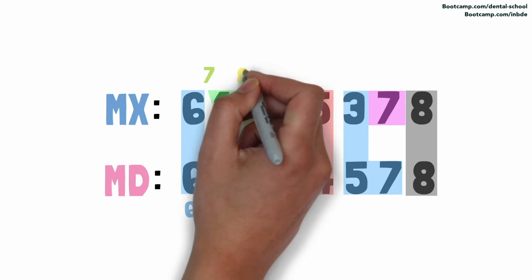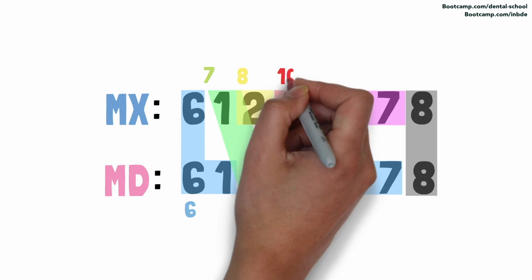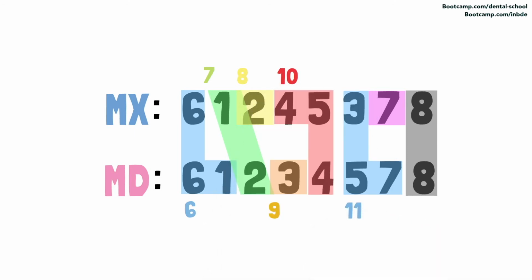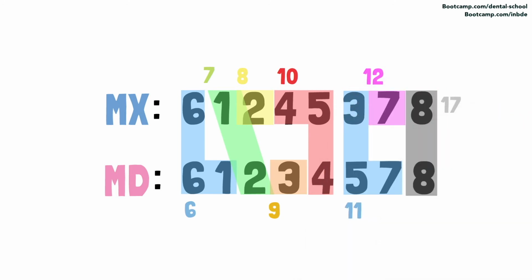The yellow 2 receives an 8. The orange 3 a 9, the red group gets a 10, and the second blue L gets an 11. The purple 7 gets a 12. And finally, the gray group of third molars randomly receives a 17. This is because the third molars begin their eruption when the person has reached 17 years of age.